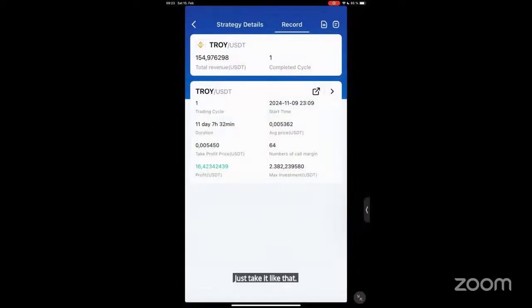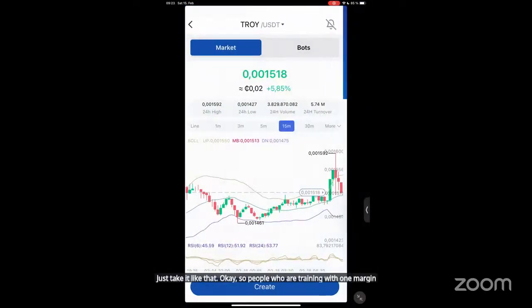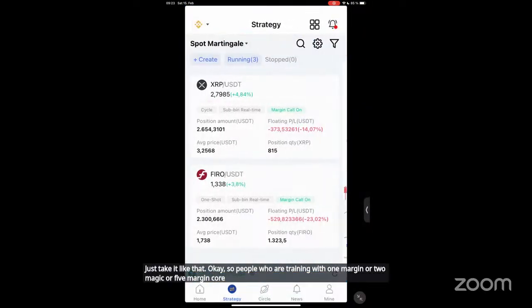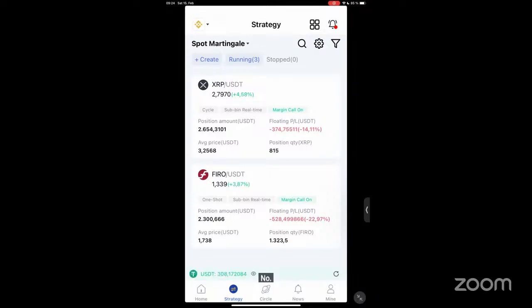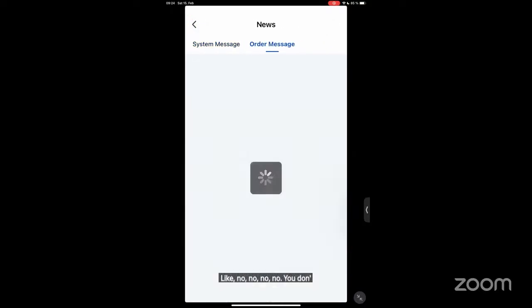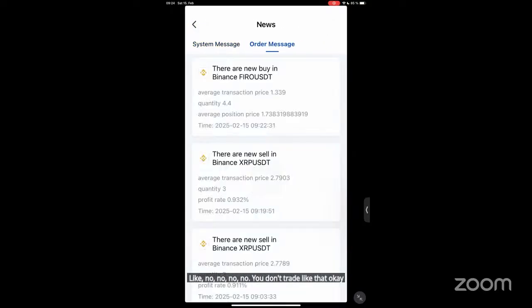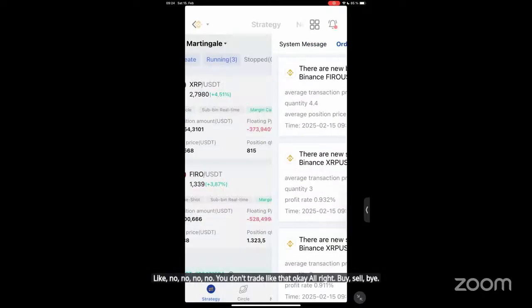Okay, so people who are trading with 1 margin call, 2 margin call, 5 margin call, then later they go and open another coin. No, at least try and put more than 1,000 or a minimum of 1,000 in a coin. It's better that way than splitting it $20, $40, $100, like no, no, no, no. You don't trade like that. Okay. All right. Buy, sell, buy.